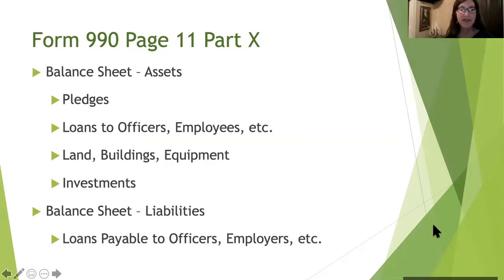So they view the Form 990 as a way to kind of ferret out what's going on in your organization. And the big thing that they want to know, both on your assets and your liabilities, is do you have any loans either to an officer or an employee or from an officer or an employee? So I strongly encourage you not to have those loans in place. That's a real red flag and can often lead to conflicts of interest. So I would just encourage you not to do that.